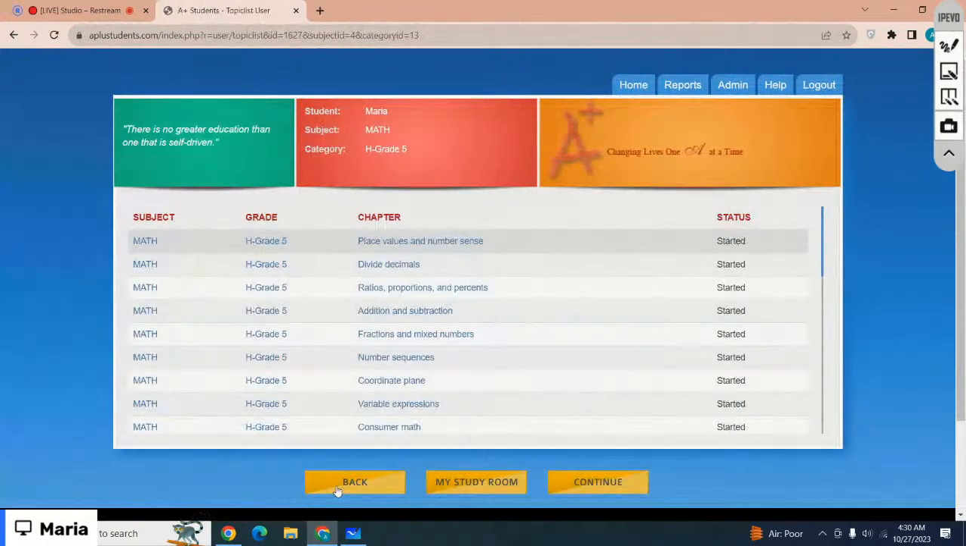So we're going to start a new chapter, that is number sequences. So let's just start with the chapter number sequences.